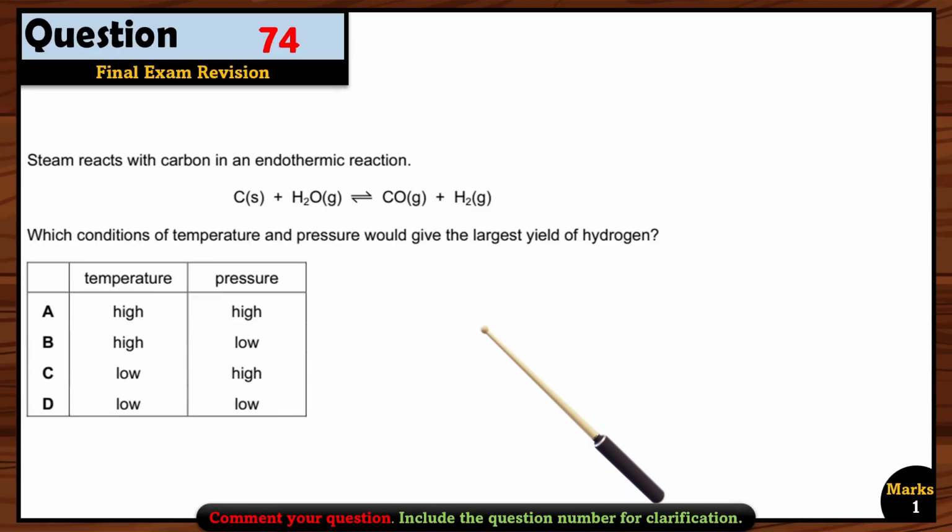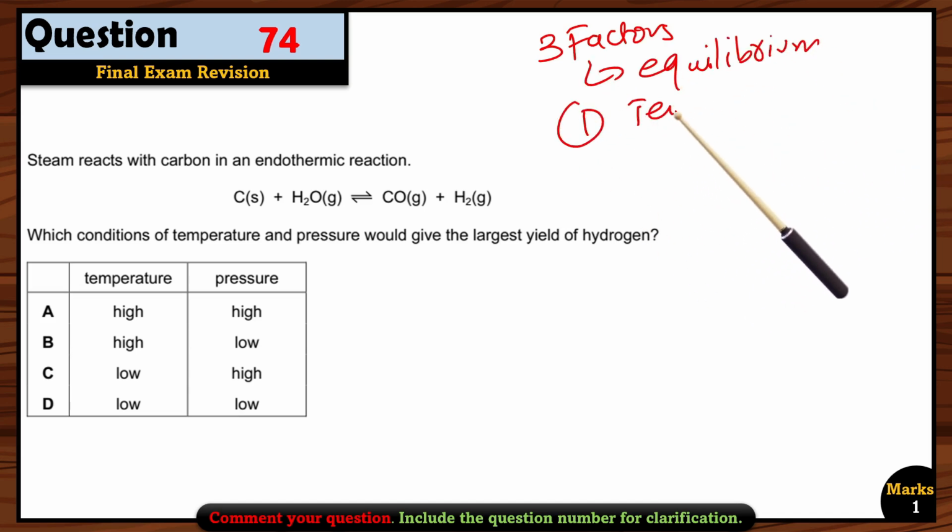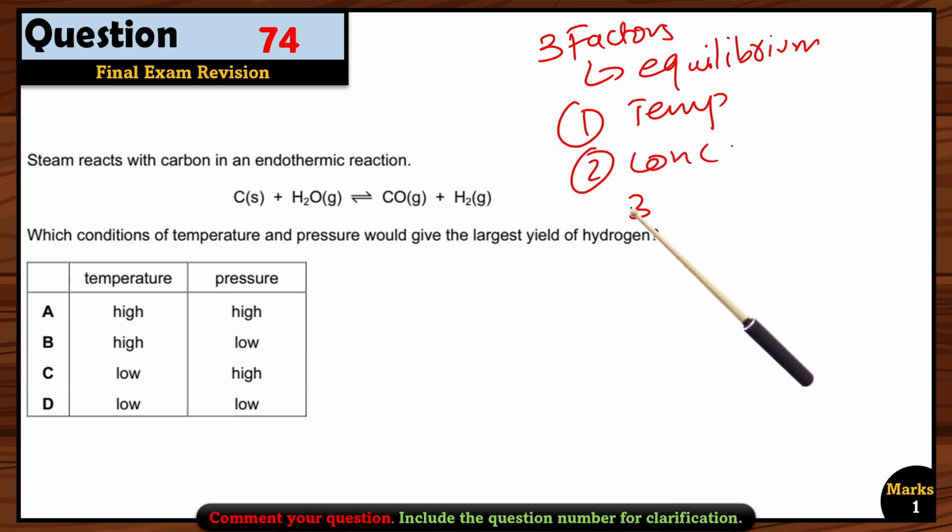Let's see this question. Steam reacts with carbon in an endothermic reaction. Which conditions of temperature and pressure would give the largest yield of hydrogen? Now for the rate of reaction, we have already seen 4 or 5 factors that are responsible for increasing the rate of reaction. So if you increase those factors, the rate of reaction will be higher. But this is not the case in terms of the equilibrium position. An equilibrium position increasing and decreasing depends upon the situation. For example, there are 3 factors that can affect the equilibrium position. These factors are: first is temperature, the second is concentration, and the third one is pressure.